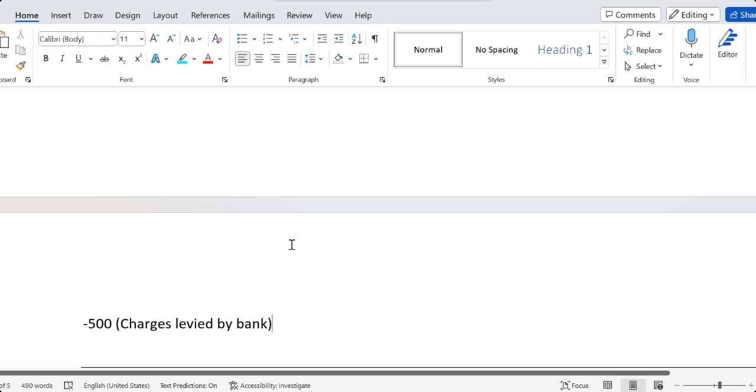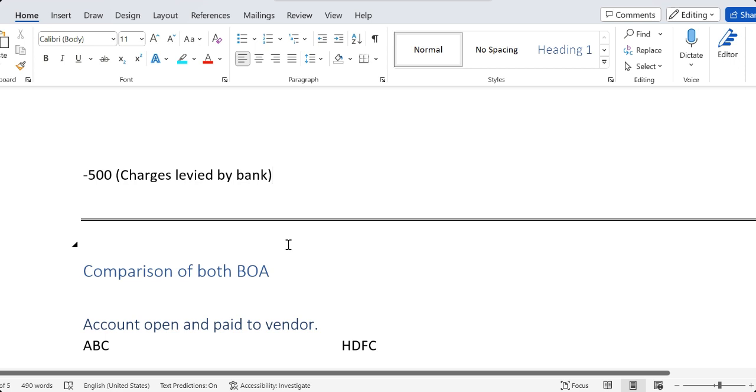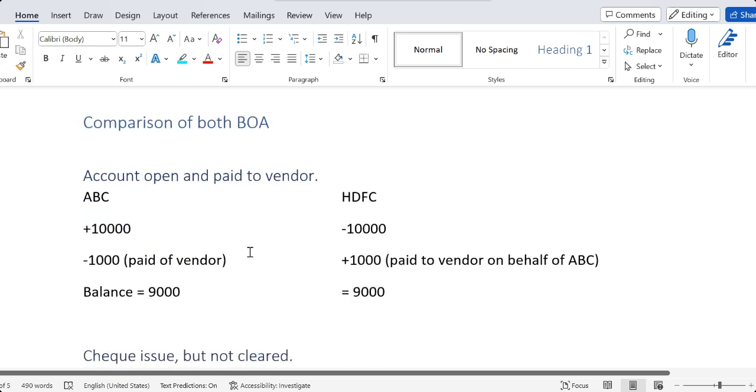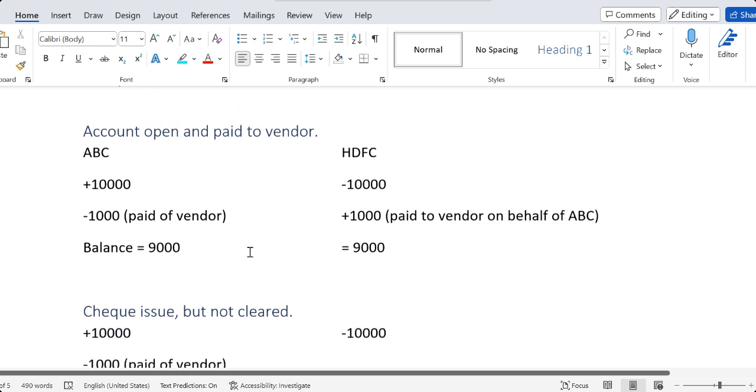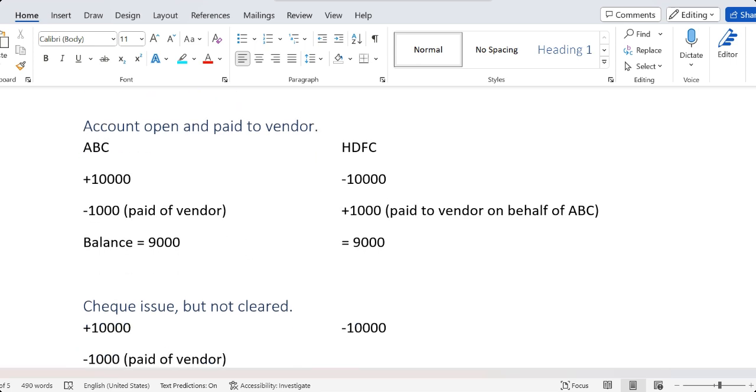And the bank is maintaining the ledger of ABC Limited, and that's called a bank statement for ABC Limited, right? So now we'll compare both books of accounts. The main thing is transactions and the second thing is books of accounts, because there are two parties, the bank and ABC Limited, and both parties are maintaining books of accounts.